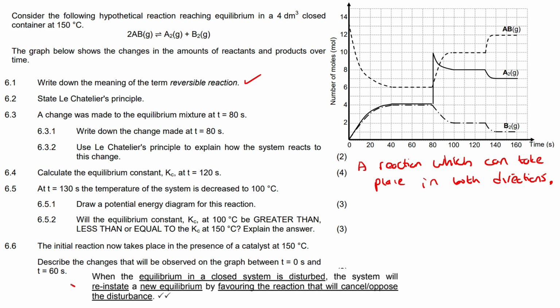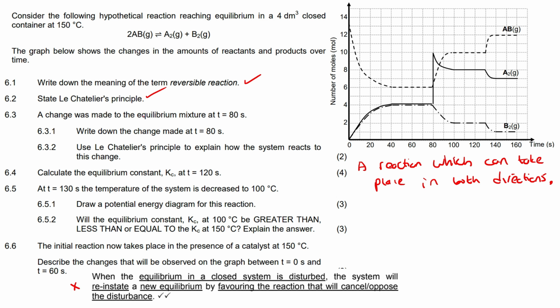Okay, so here we have it at the bottom. When the equilibrium in a closed system is disturbed, so if someone changes the pressure, concentration, or temperature, the system will then reinstate a new equilibrium by favoring the reaction that will cancel or try to oppose that disturbance. Okay, now, so we've done this question.